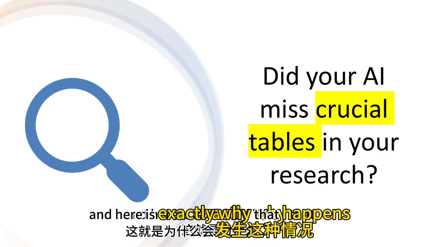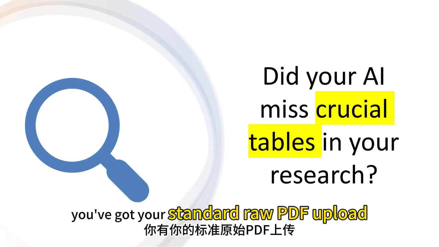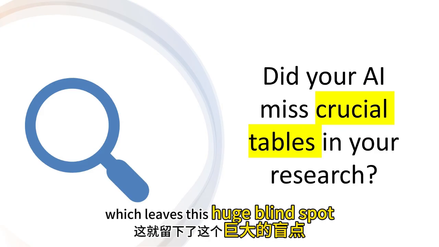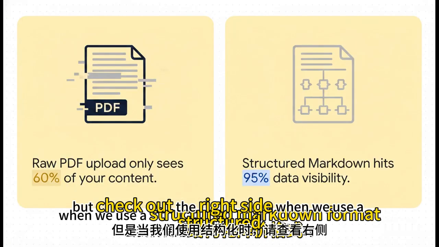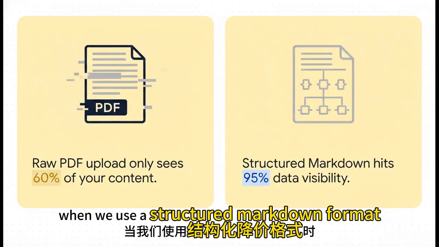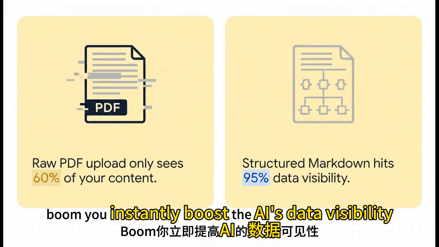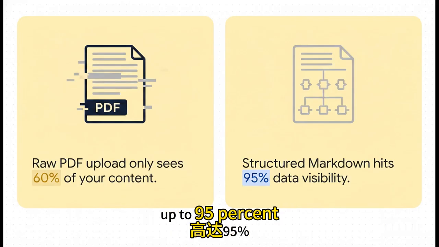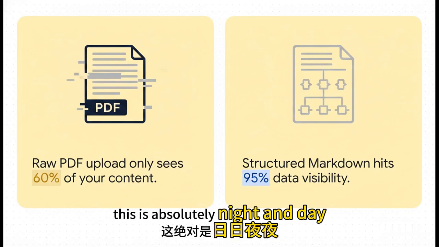And here is exactly why that happens. On the left side, you've got your standard raw PDF upload, which leaves this huge blind spot, just that 60% visibility. But check out the right side. When we use a structured Markdown format, the document explicitly tags every single header and perfectly rebuilds the tables. Boom! You instantly boost the AI's data visibility up to 95%. For your research workflows, this is absolutely night and day.